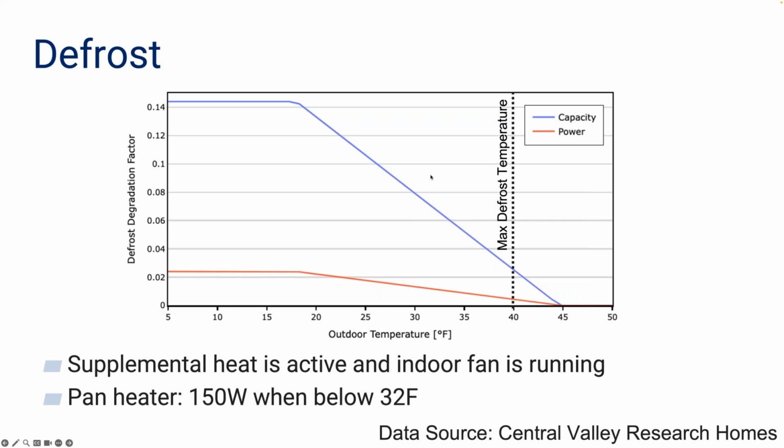And the assumption that we came up with is based on some studies done at the Central Valley Research Homes in California, to establish a correlation where, because you're reversing and going into cooling mode, you have less capacity to heat. And so you have a degradation, a 14% hit to your capacity.